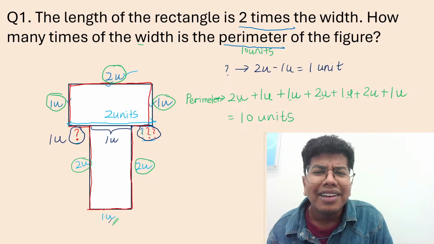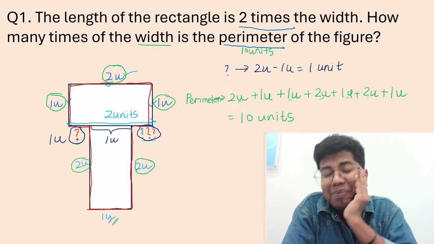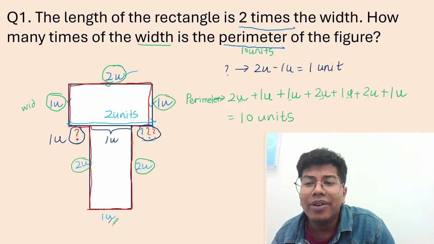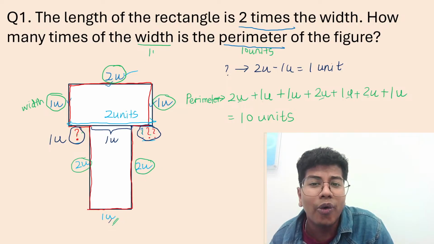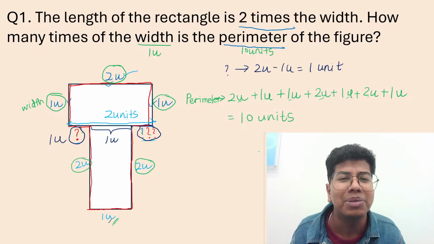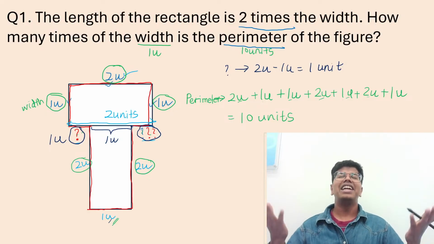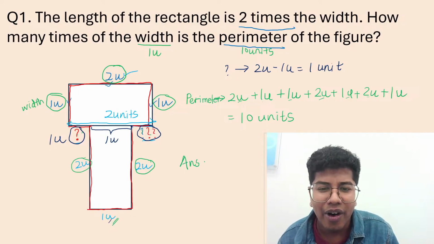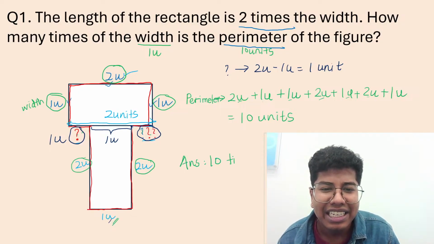So width was how many units? Perfect. We already set the value of the width, that is here. The width is just 1 unit. So width is 1 unit. Perimeter is 10 units. How many times is it bigger? Just 10 times. So the answer that we are looking for is just 10 times.